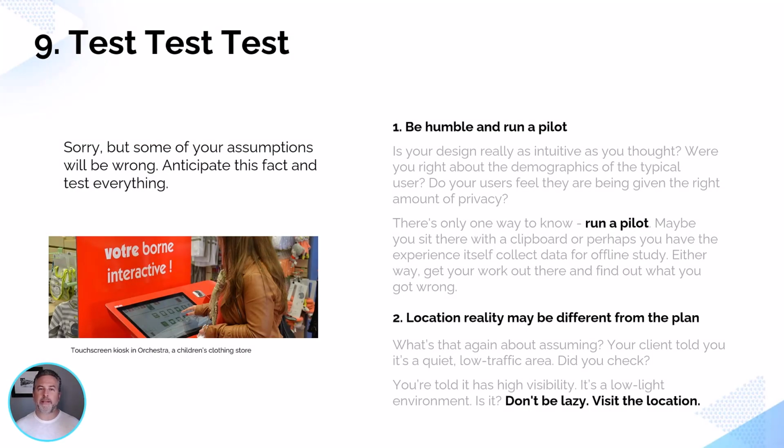Tip number 9, testing, testing, testing. You got stuff wrong. I don't know what it is, but something you did was wrong. And the only way you're going to know is to test it. Now, maybe it's a design choice. Maybe it's something about the process. Maybe it's your assumption of the users. All of these things influence your output, and some of them are probably wrong.